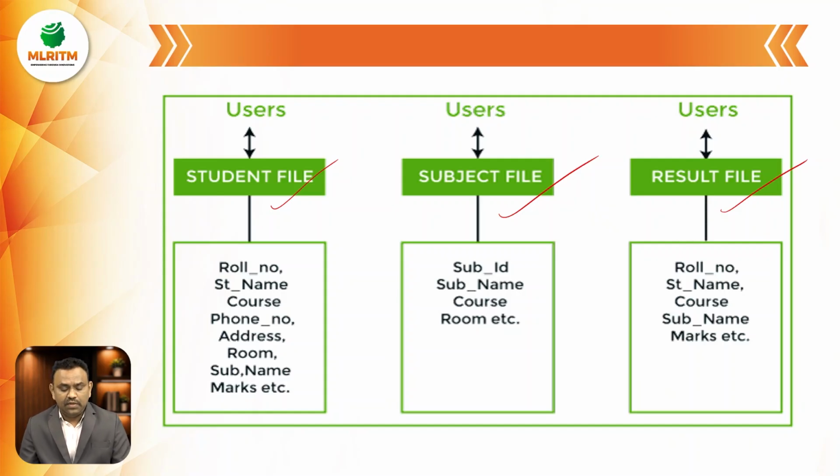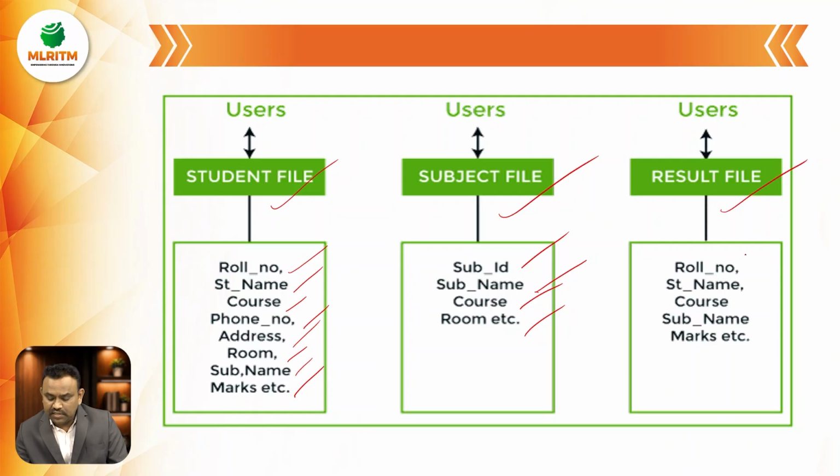Three files are about student-related information only. Coming to the first, the student file stores roll number, student name, course, phone number, address, room, subject name, marks, etc. Another file contains subject ID, subject name, course, room number, etc. The result file contains roll number, student name, course, subject name, marks, etc. These three files are maintained individually. This is what happened in the case of the file processing system.